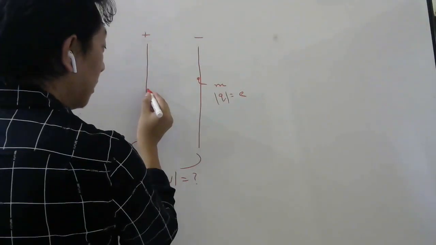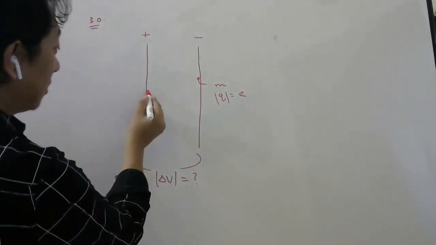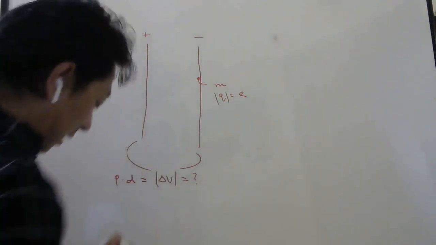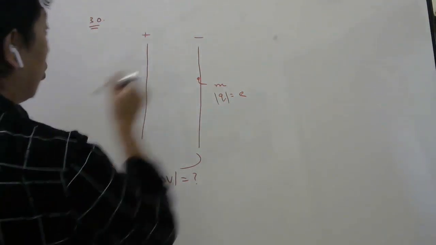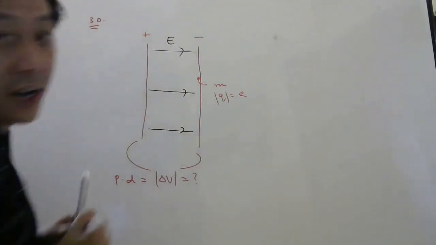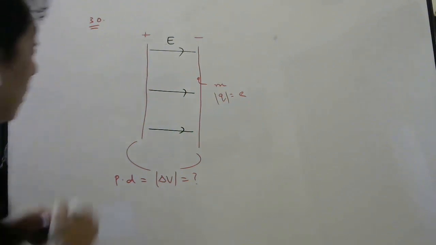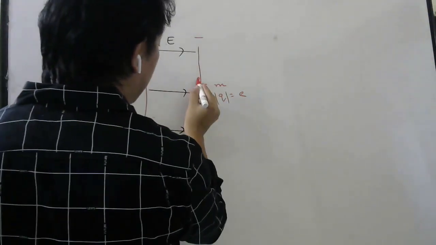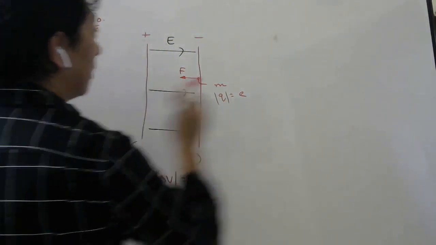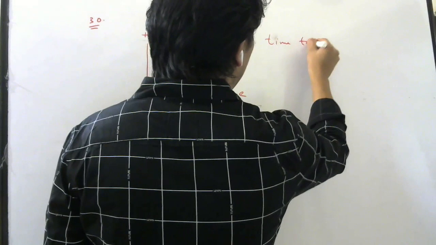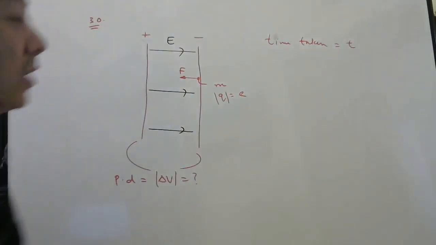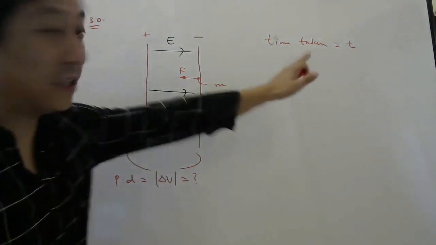If you release from here, it will never go that side because the electron is negative, so it will be attracted to positive only. Because these plates are oppositely charged, there is a uniform electric field in between oppositely charged plates, right students? Under the action of this electric field, this negative charge will feel a force this side and it will reach here. In the question they have told the time taken to reach from one plate to the other plate is t.